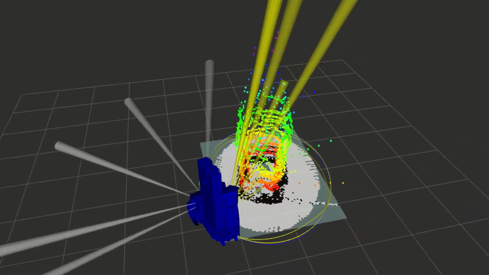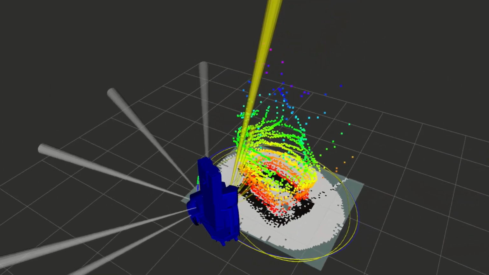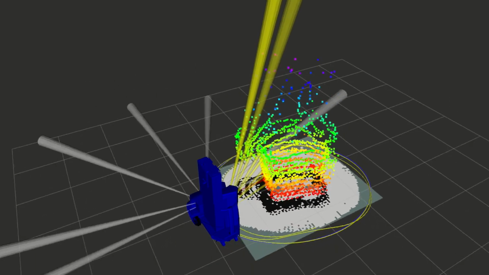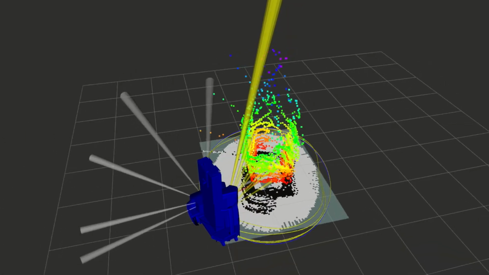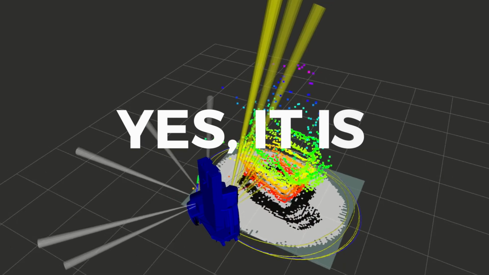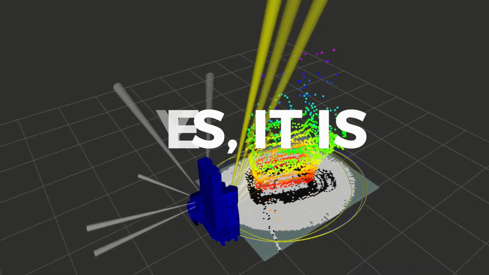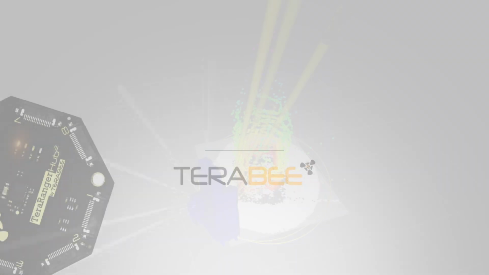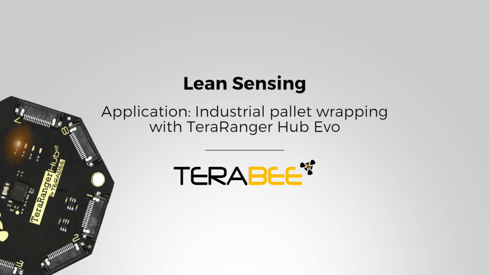Is it really possible to navigate a large industrial robot at high speed without using laser scanners or complex vision systems that generate dense point clouds? Yes, it is. With TerraRanger, you can build selective 2D and 3D point clouds and gather just the data you need.